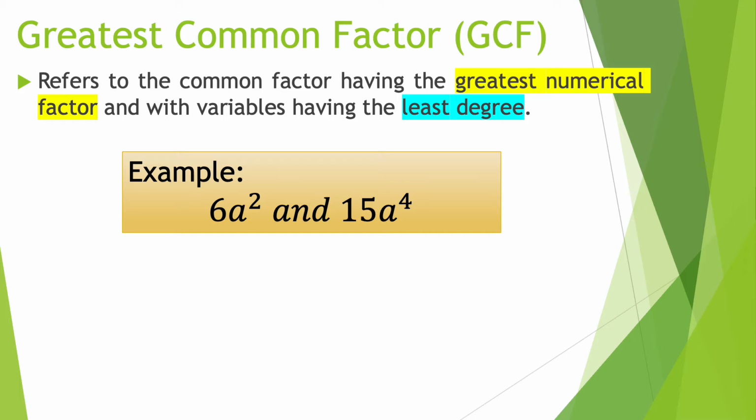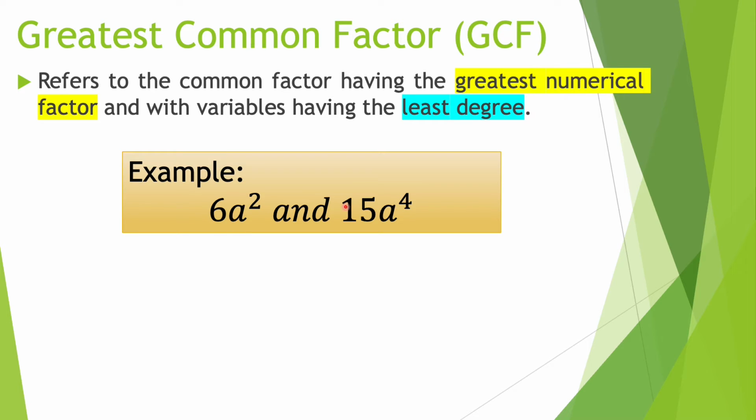Ano nga ba yung GCF? So, pag sinabi natin GCF, ito yung greatest common factor. It refers to the common factor having the greatest numerical factor and with the variables having the least degree. Pag sinabi natin greatest numerical value or factor, ito yung factor natin na may pinakamataas na magkapareho sila. At pag sinabi naman nating least degree, ito naman yung variable na mayroong pinakamababang exponent. Okay? Let us have an example.